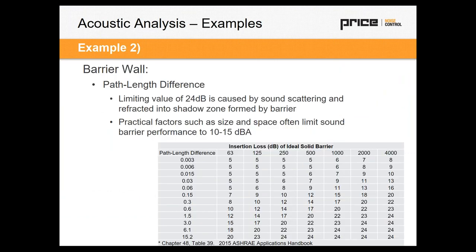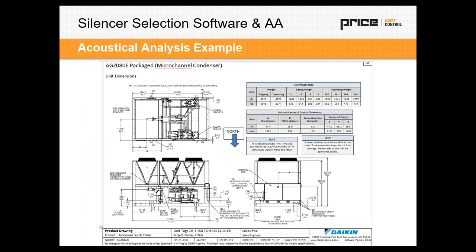So that is a barrier outdoor analysis. This is recapping what I mentioned, that the limiting value of a barrier wall with an open top is going to be 24 decibels, caused by scattering and the refracted element into the shadow zone formed by the barrier. So 24 points max. When you need more than that, full enclosure. And typically you're going to get 10 to 15 points off with a barrier wall.